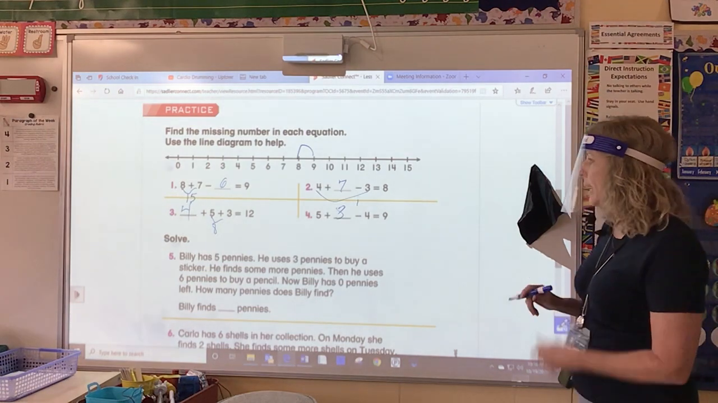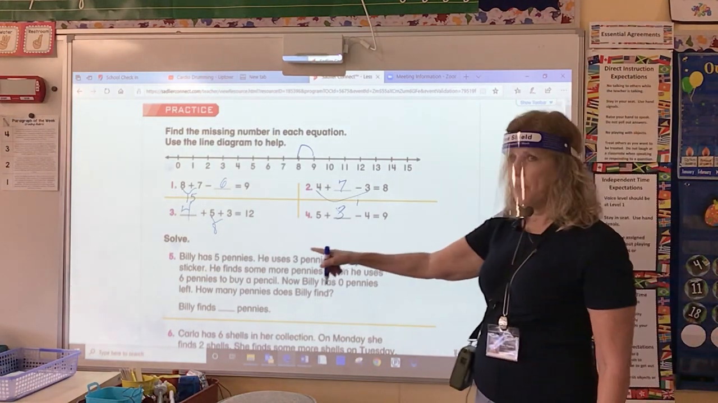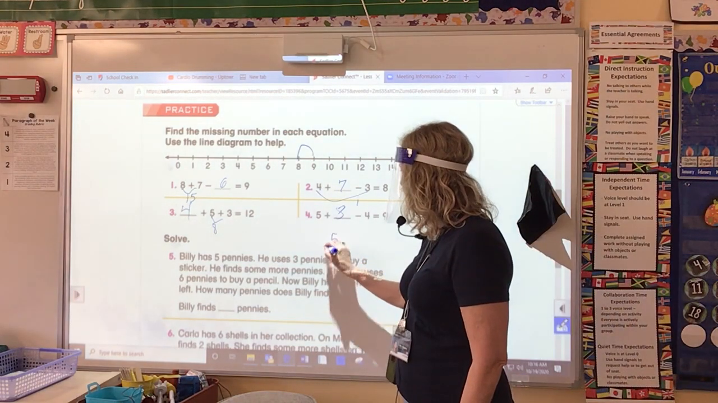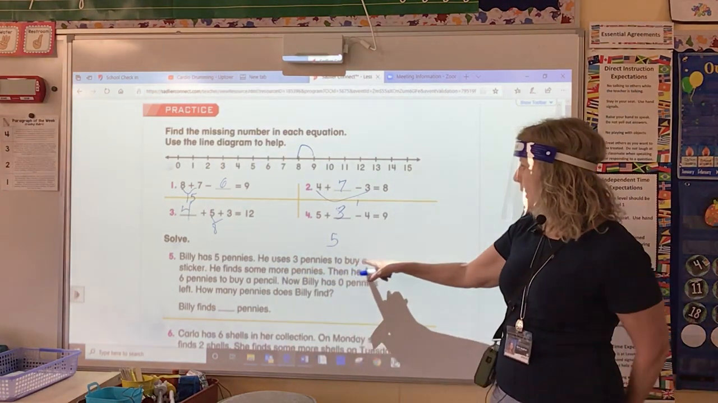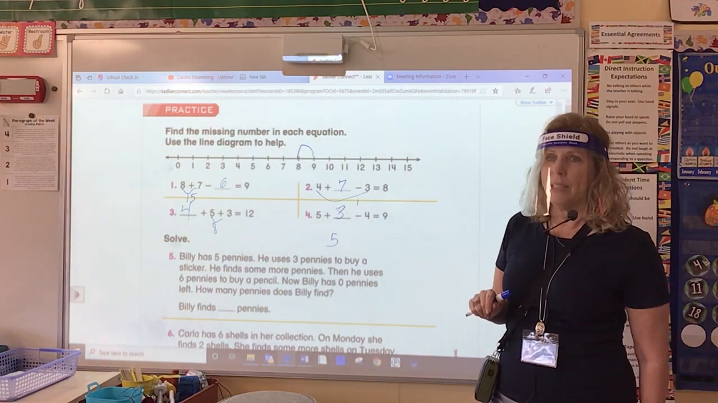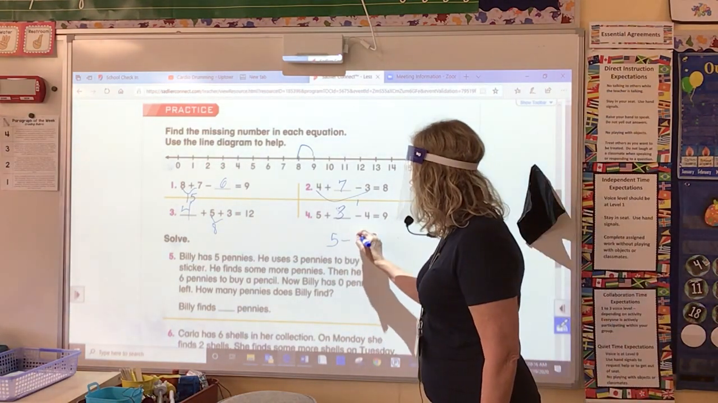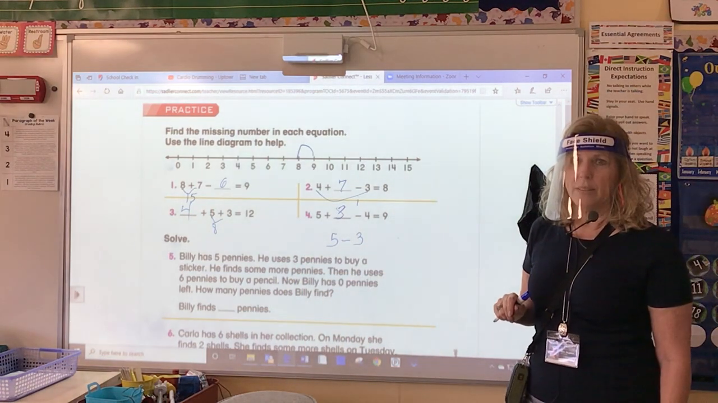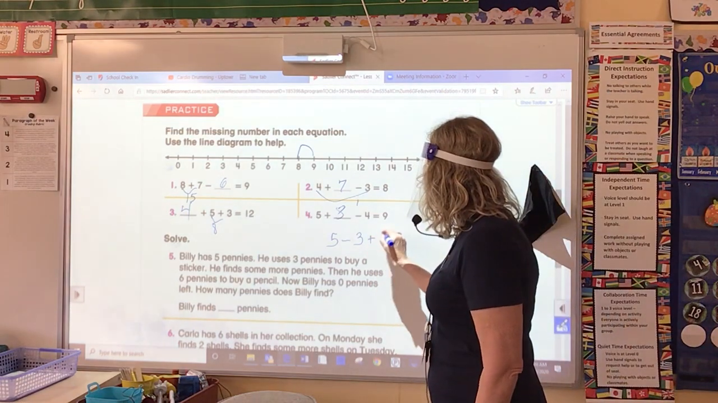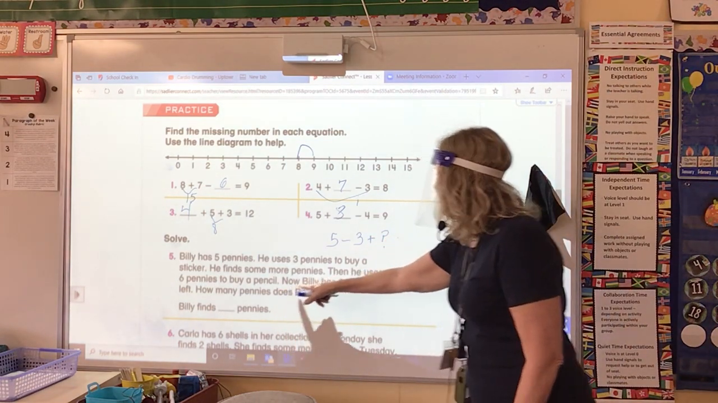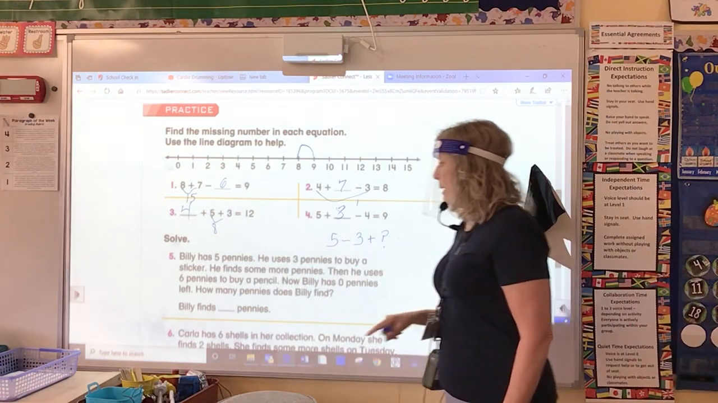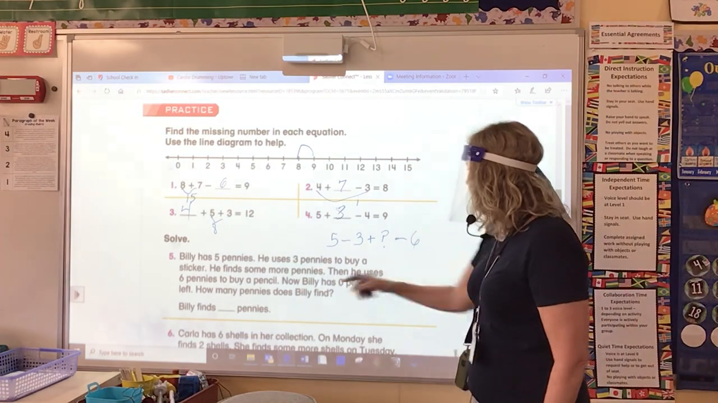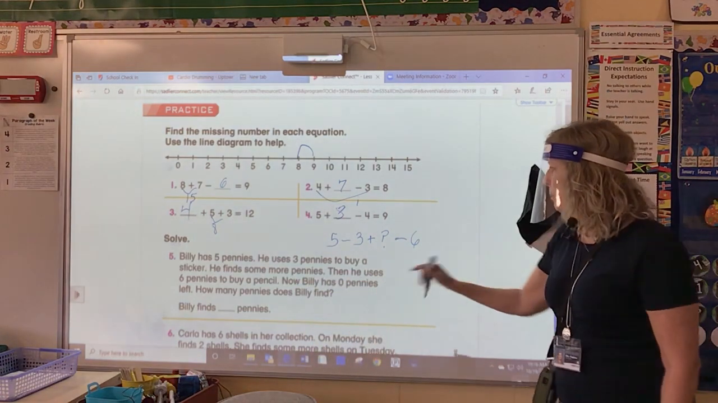Yes. Okay, Billy has 5 pennies, so we know we're starting with 5. Put it right there. He uses 3 pennies to buy a sticker. Are we adding or subtracting? So minus 3. He finds some more pennies. Are we adding or subtracting? Adding. He uses 6 pennies to buy a pencil. Are we adding or subtracting? Now Billy has 0 pennies left.